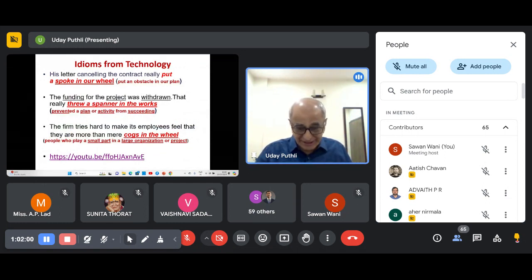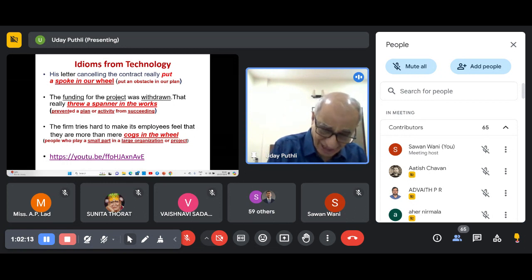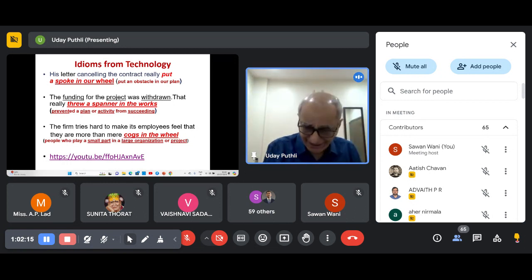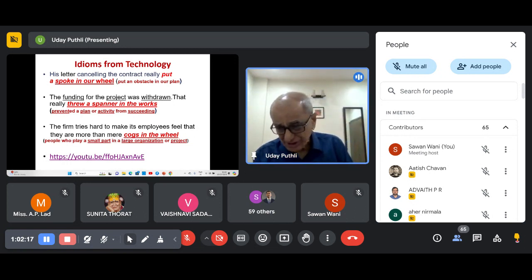Okay, so we go to the next slide. You just saw a video which shows you how things from technology have become idioms in the English language. They don't exactly have the same meaning as we use them in the engineering world, but it is based on that, and therefore there is some similarity in the way it functions.